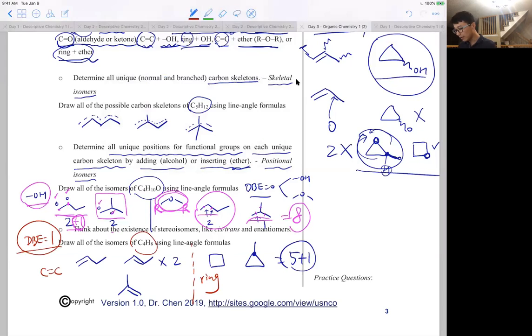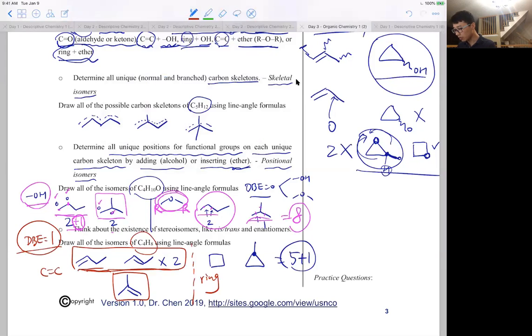And then I think about the skeleton. Actually, I forgot, because I think it's too easy, right? So I made the same mistake. I should think about the skeleton first. So I got two different types of skeletons. And then I think about the position of the function groups, right?